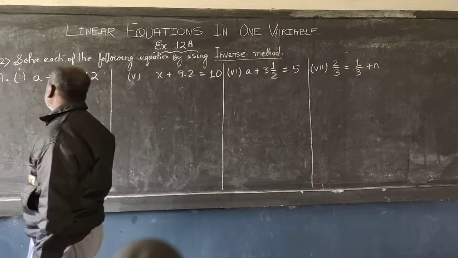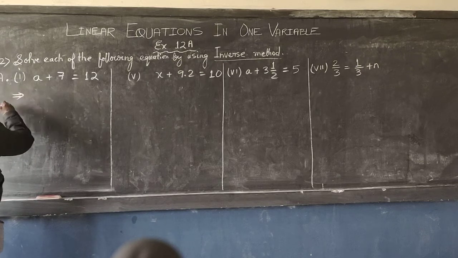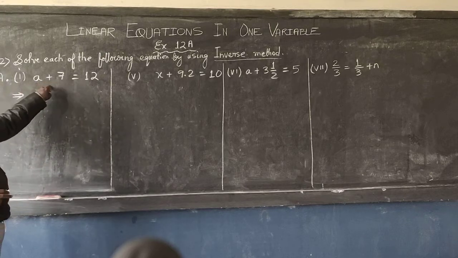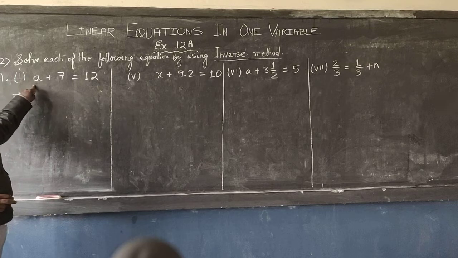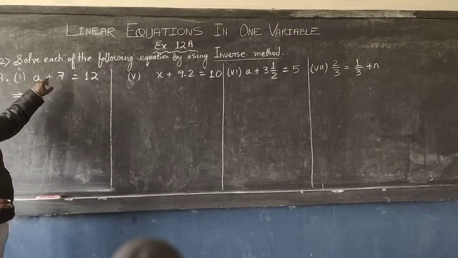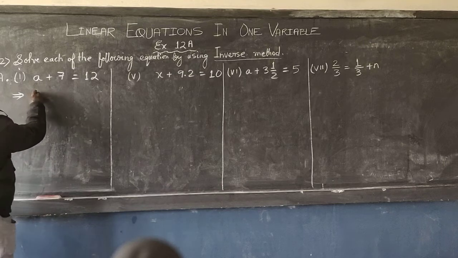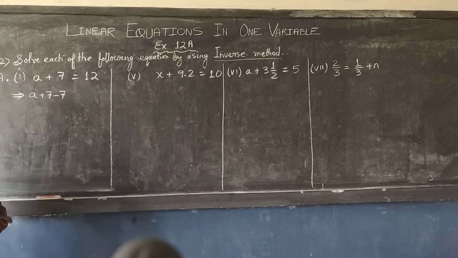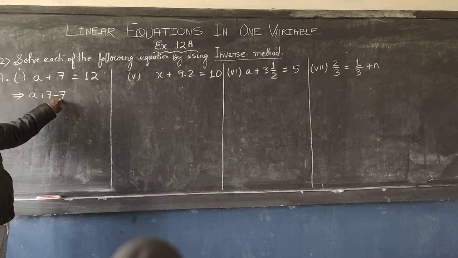Now, the first equation given is a plus 7 equals to 12. So, as usual, we begin with the implied sign. And between a and 7, what sign is there? Plus. So, I said that we have to isolate the variable. In this case, isolate a. So, how to isolate a? We have to remove plus 7. And how do we remove plus 7 in the inverse method? By giving a minus 7. What is opposite of plus? Minus. So plus 7 to remove, we give minus 7.